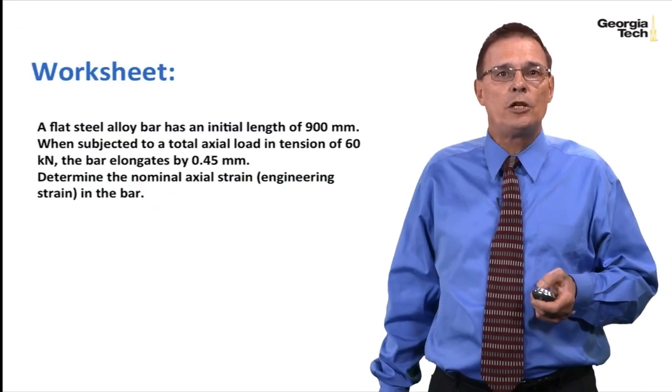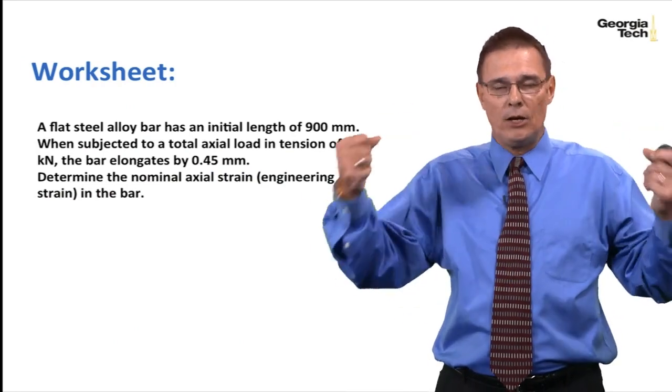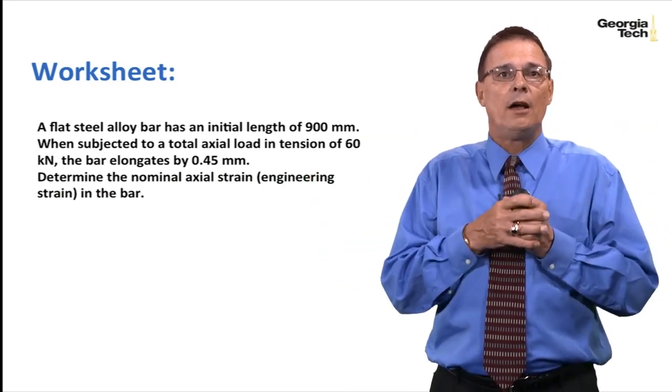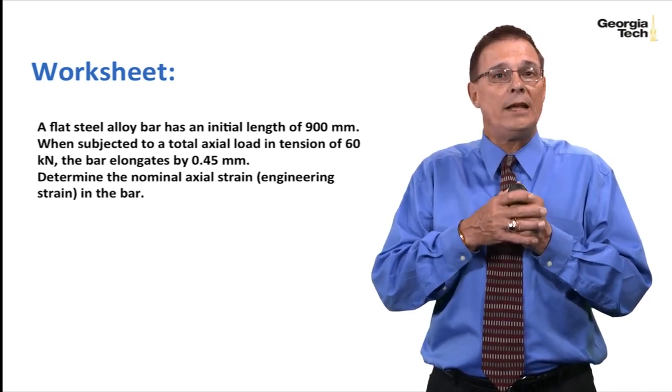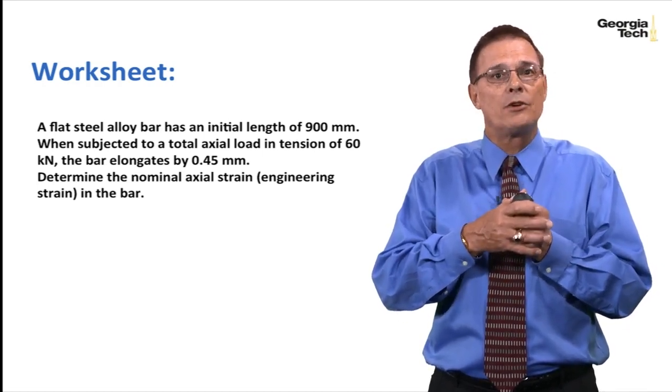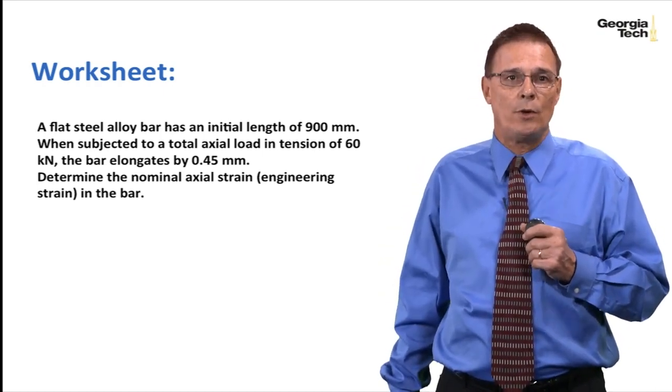I've got another worksheet for you. We're going to take another flat steel alloy bar. It's got an initial length of 900 millimeters. We're going to subject it to a tensile load, and we're going to say that the bar elongates by 0.5 millimeters, and I want you to determine the nominal or engineering axial strain in the bar.